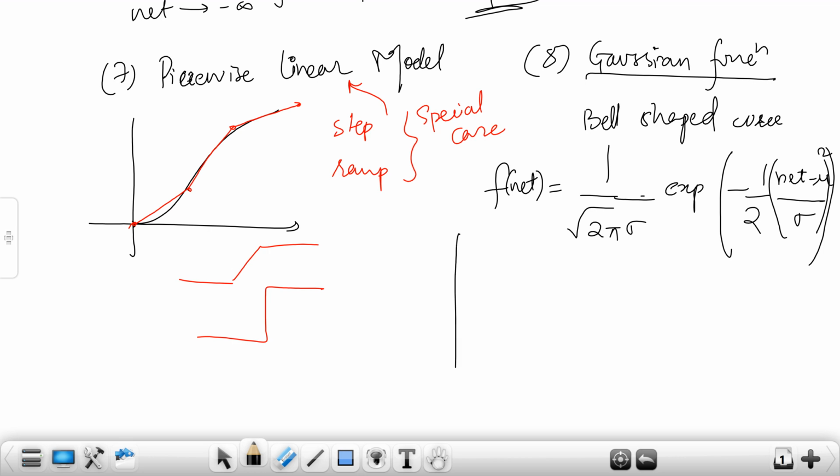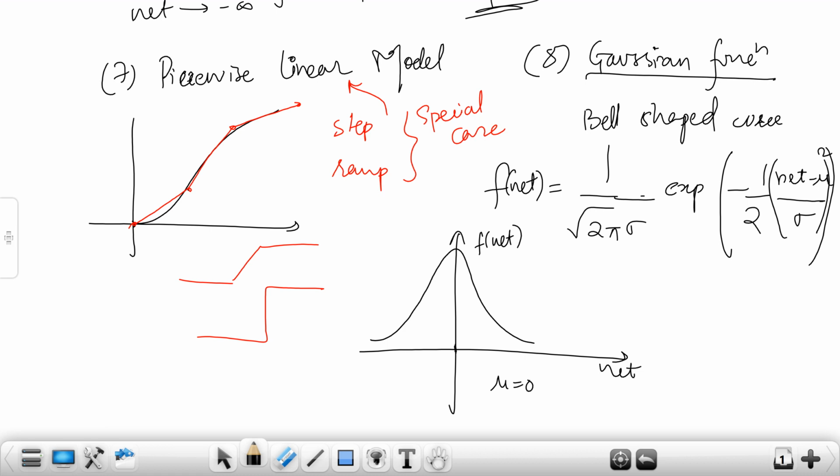So how does this look? It looks somewhat like this. Here I've drawn it with mu equal to 0, that is, this is your center part. Mu is the mean, and this is a bell-shaped curve. This is your f of net on the y-axis, and this is your net on the x-axis. So these are the activation functions that we have seen.